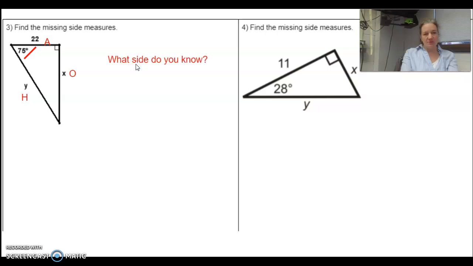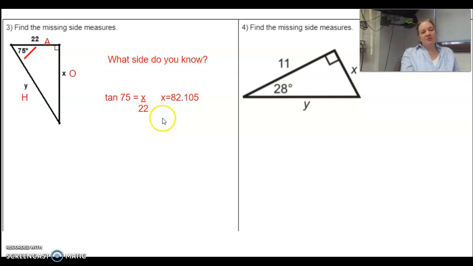So let's set up the first one. Which side do you know? The opposite side, the hypotenuse side, or the adjacent side? You're going to type that answer into Desmos right away. Okay? Not Desmos. Edpuzzle. Sorry.